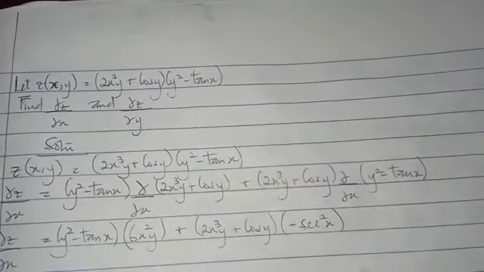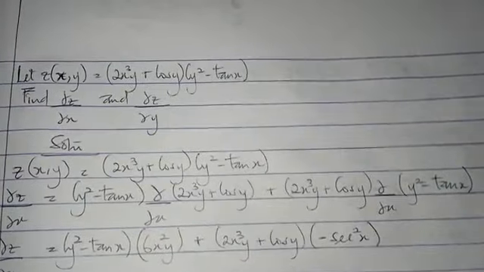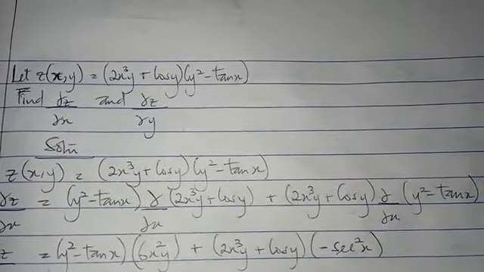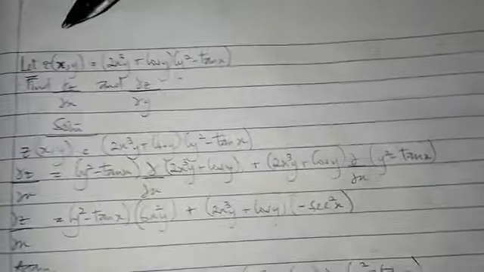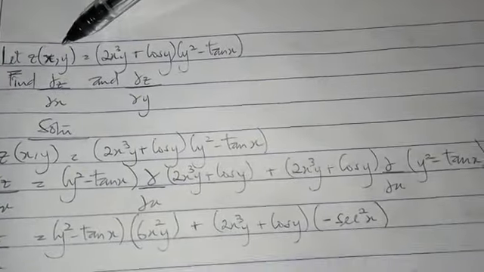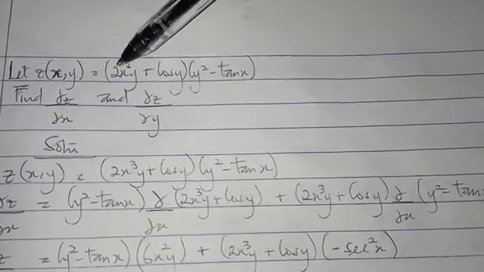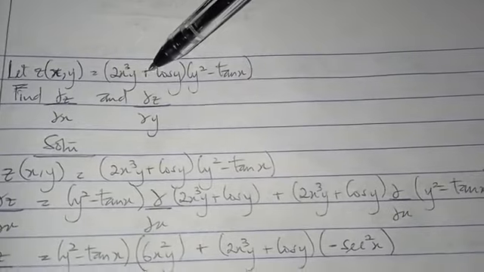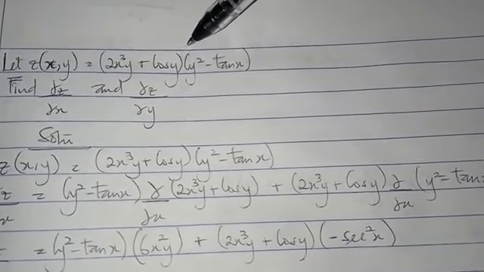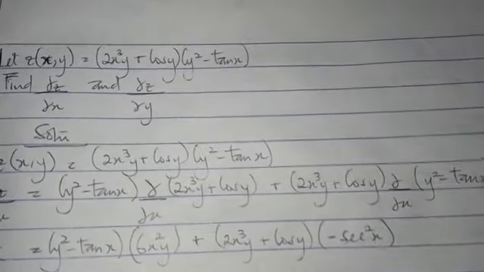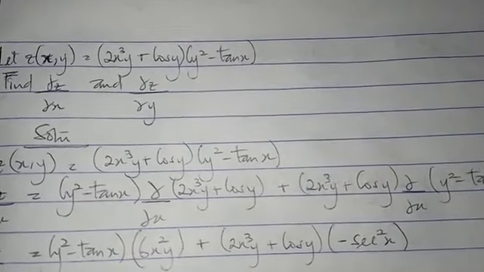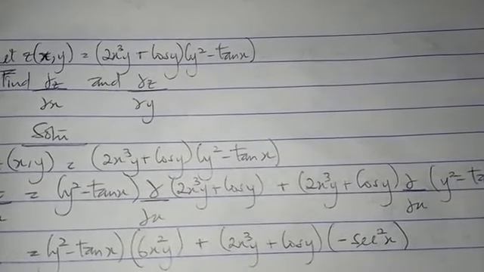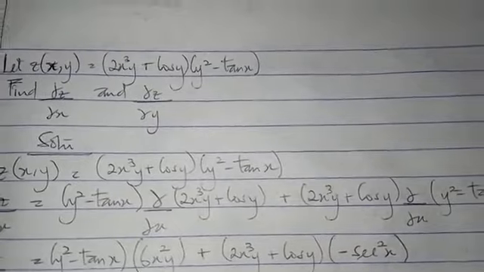Alright, still on introduction to partial derivatives. Well, maybe a higher introduction, but still introduction. You're given z, a function of x and y, equal to (2x^3 y + cos y) times (y squared minus tan x). You're asked to find partial z over partial x and partial z over partial y.